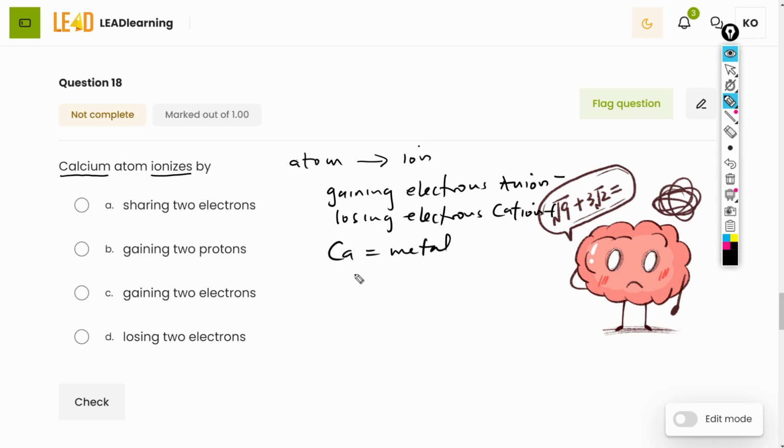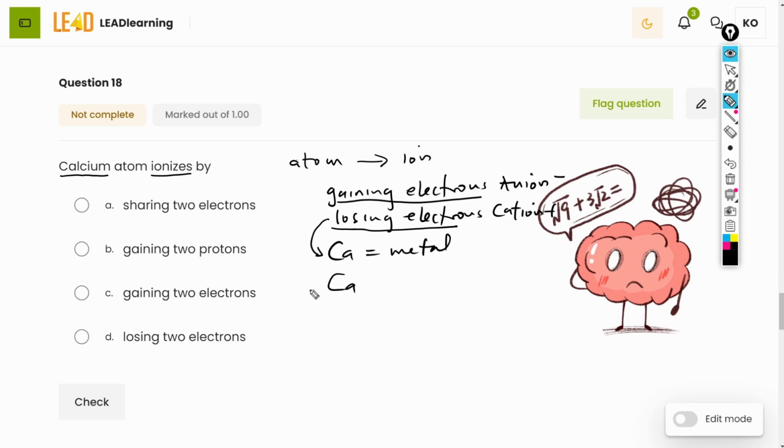Now, metallic atoms are known to lose electrons, while non-metallic atoms are known to gain electrons. This knowledge is from chemical bonding. So if calcium is a metal, it means that calcium will become an ion by losing electrons. Now, how many electrons calcium will lose is determined by its group in the periodic table. Calcium belongs to group 2 in the periodic table, or we can as well use the electronic configuration of calcium.